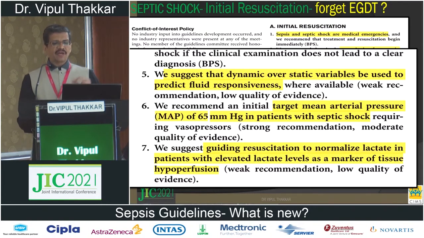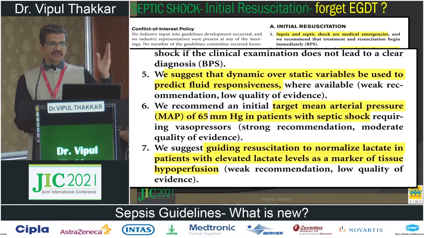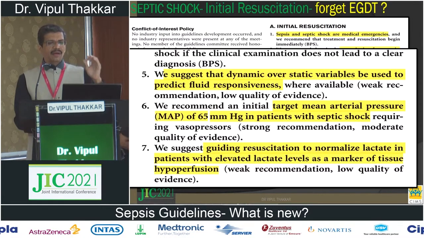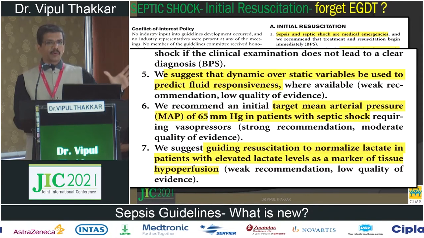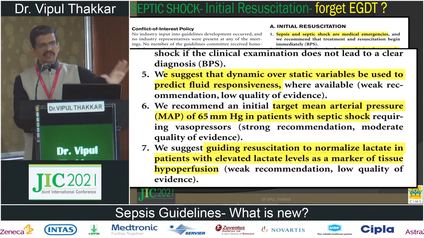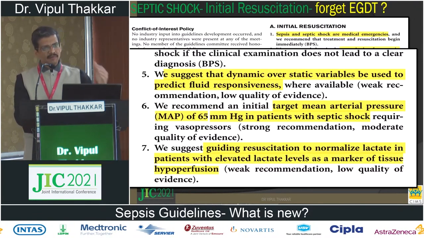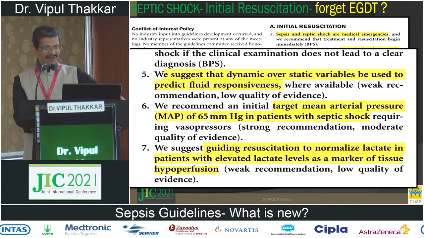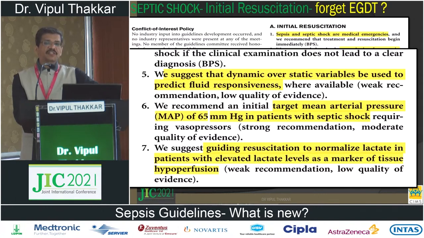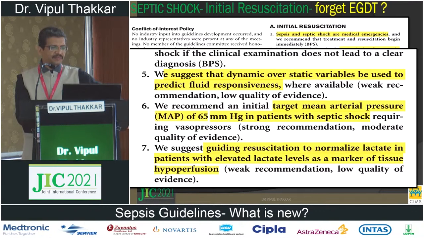Another important part: they have targeted mean arterial pressure. Early goal directed therapy, which came in 2001-2002, targeted ScvO2, CVP and urine output while resuscitating. But here they have thrown out CVP, ScvO2 and urine output. They have targeted mean arterial pressure. We'll try to discuss that part. Again, they have suggested resuscitation to normalize lactate. Again, this part is debatable.